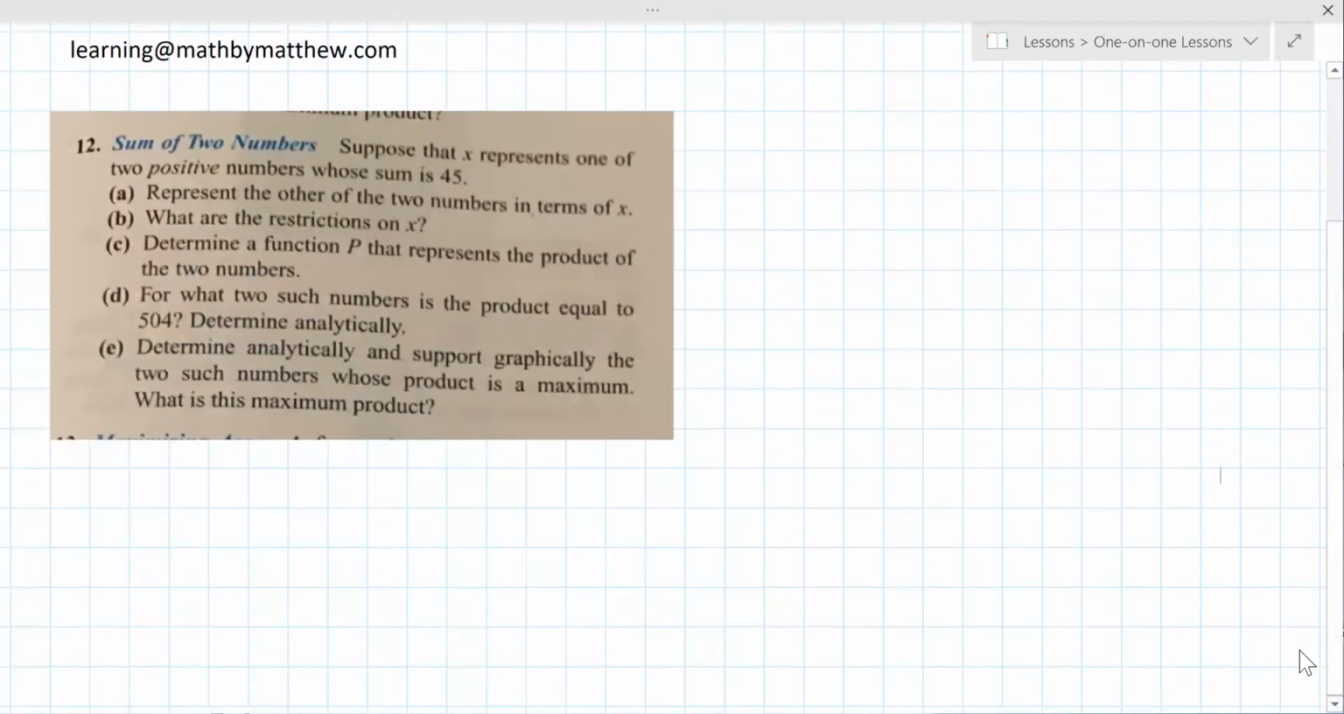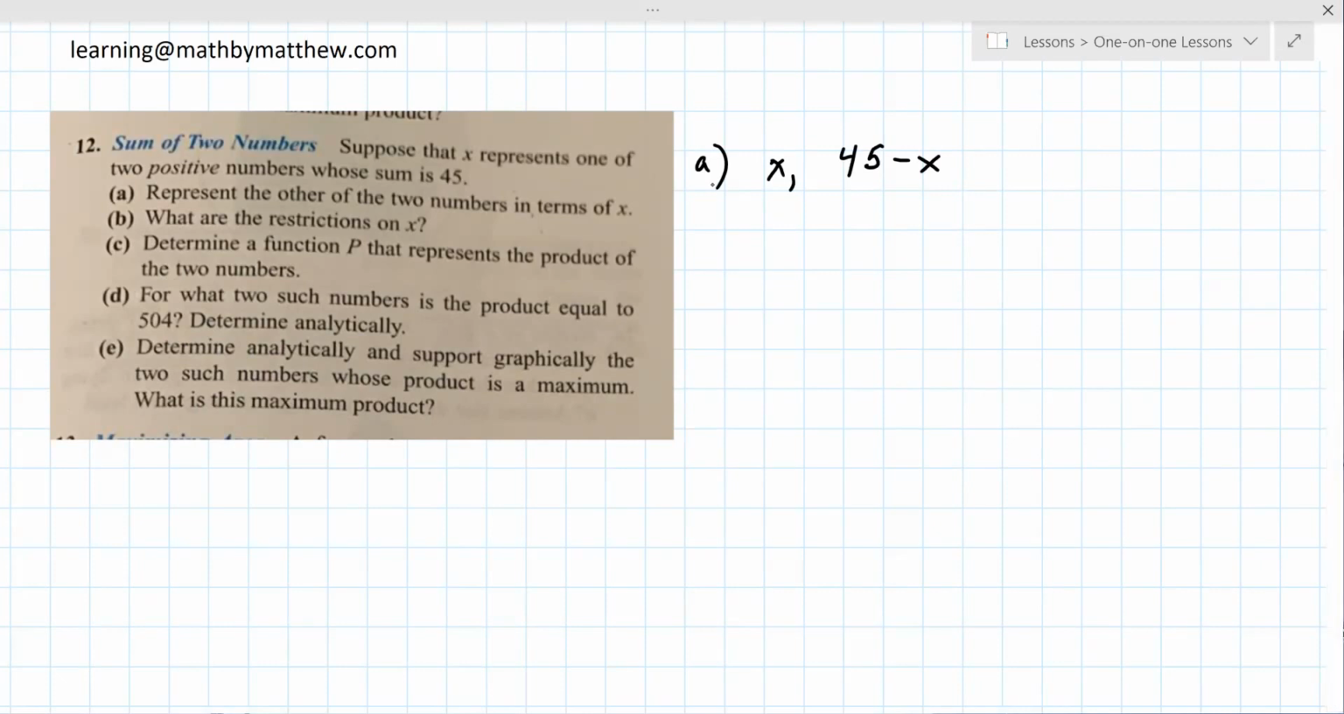Represent the other two numbers in terms of x. Okay, so x is one number, and then the second number is 45 minus x. Did you get that? All right. So it's x and 45 minus x.